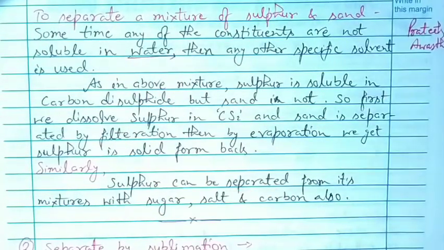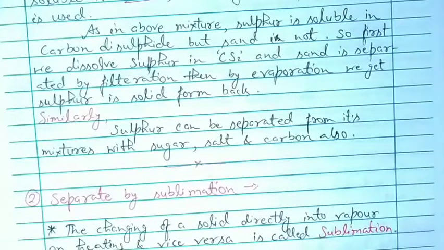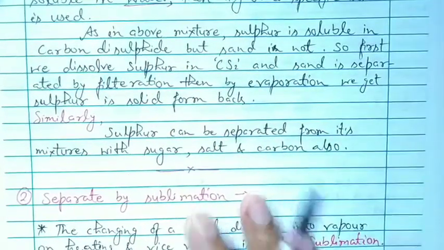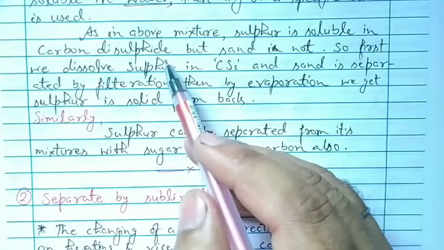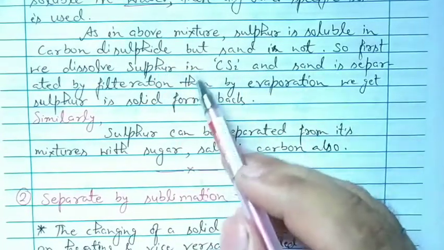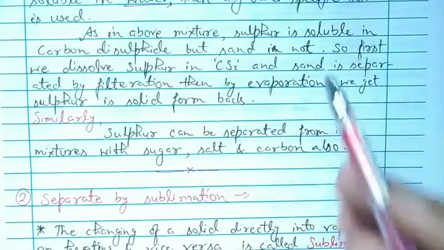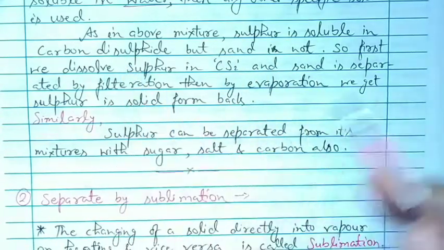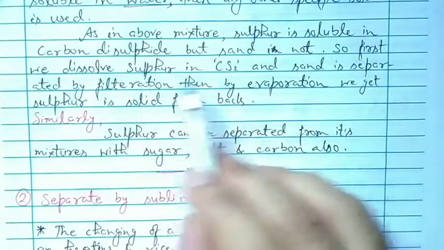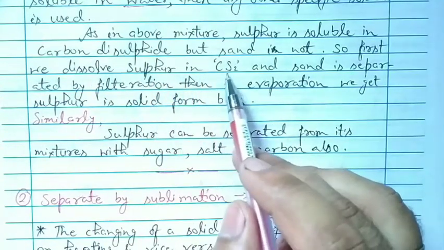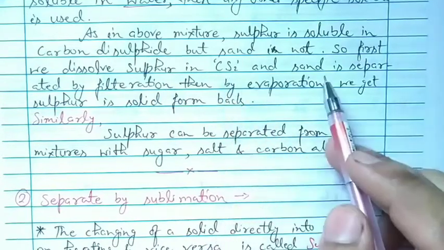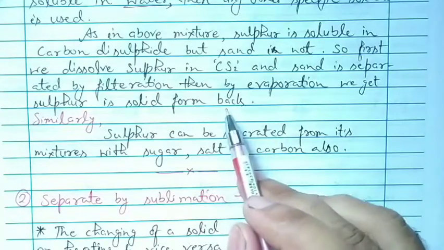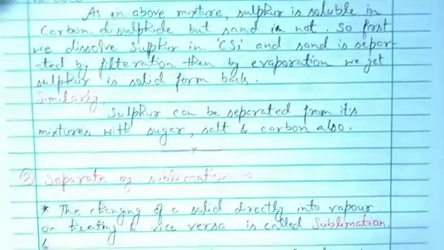So now what can we use? In the above mixture, sulfur is soluble in carbon disulfide, which means we have to get some other solvent which can dissolve one constituent of the mixture. But sand is not soluble in carbon disulfide. So first we dissolve the mixture in carbon disulfide. Sulfur will get dissolved and sand is separated by filtration. Then by evaporation we get the sulfur back in solid form.